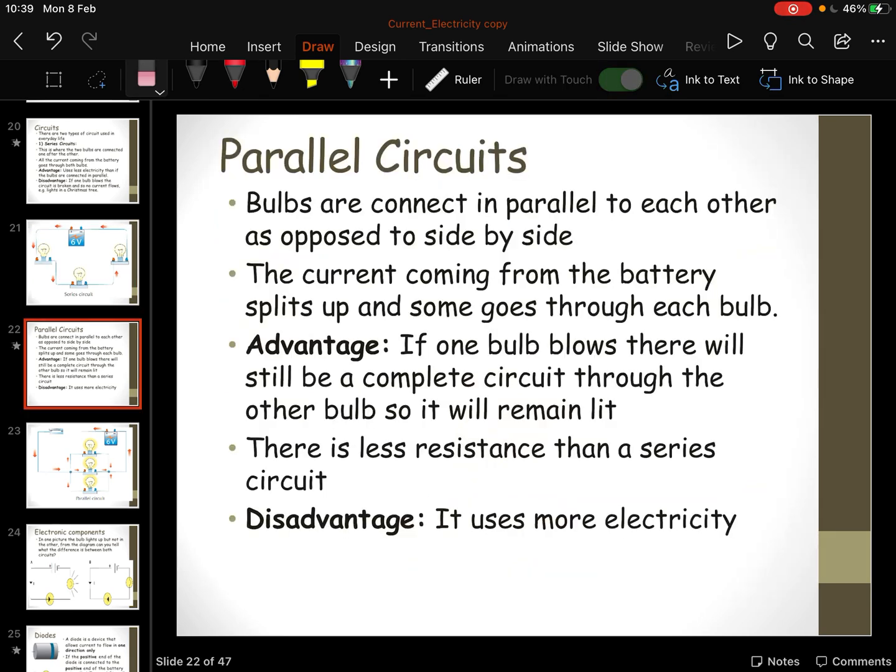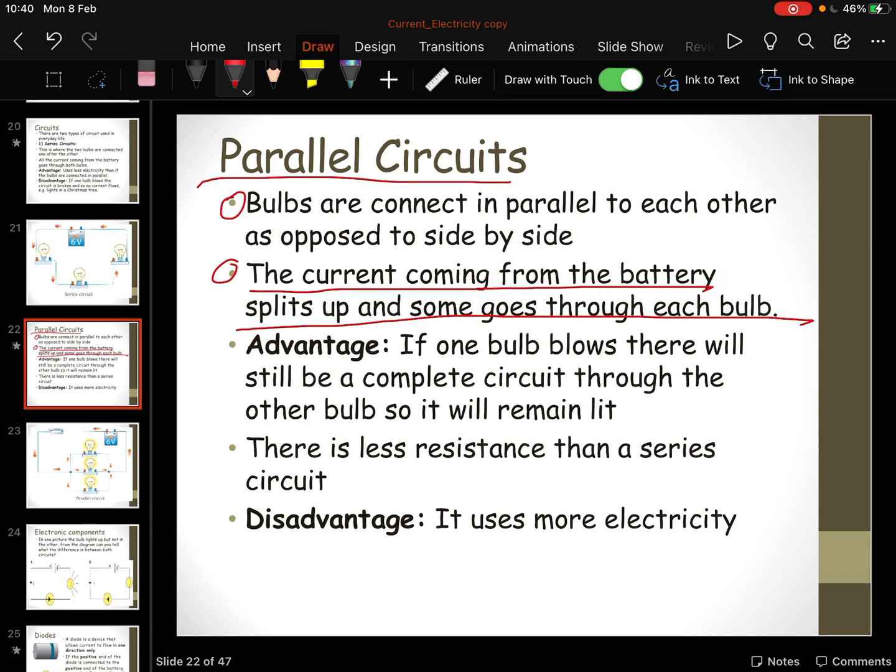Okay, so parallel is your next heading. Bulbs are connected parallel to each other as opposed to side by side. Take that down. The difference here is the current coming from the battery splits up and some goes through each bulb. So the current gets split. Some of it goes through one bulb, some of it goes through the other bulb.